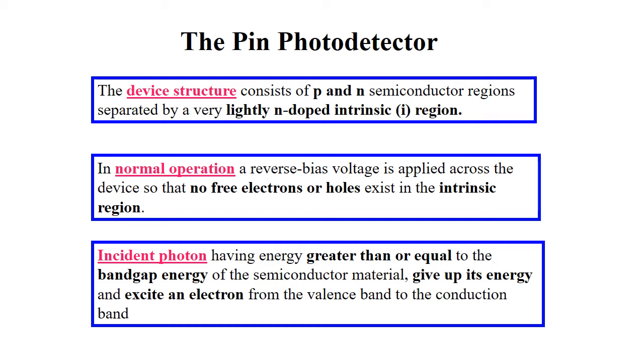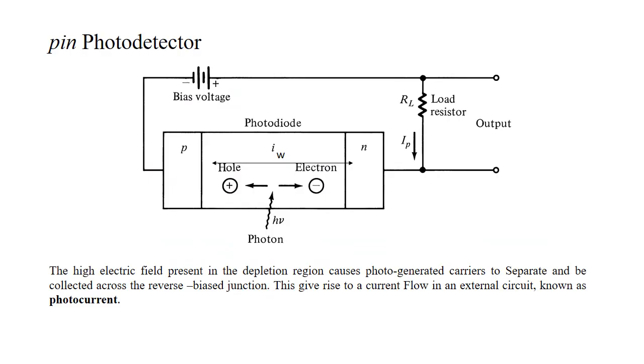The incident photon has energy greater than or equal to the band gap energy of the semiconductor material, and it gives up its energy and excites an electron from the valence band to the conduction band. Next is the structure of the PIN photodetector.